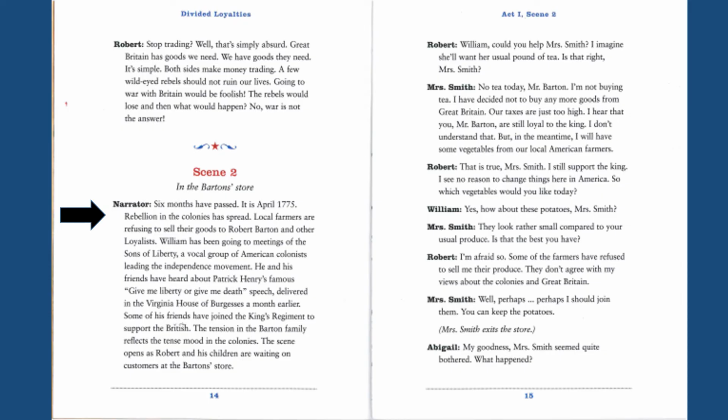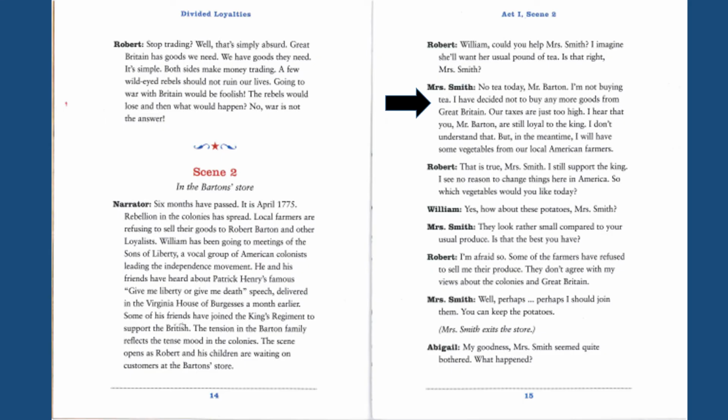The scene opens as Robert and his children are waiting on customers at the Barton store. William, could you help Mrs. Smith? I imagine she'll want her usual pound of tea. Is that right, Mrs. Smith? No tea today, Mr. Barton. I'm not buying tea. I've decided not to buy any more goods from Great Britain. Our taxes are just too high.